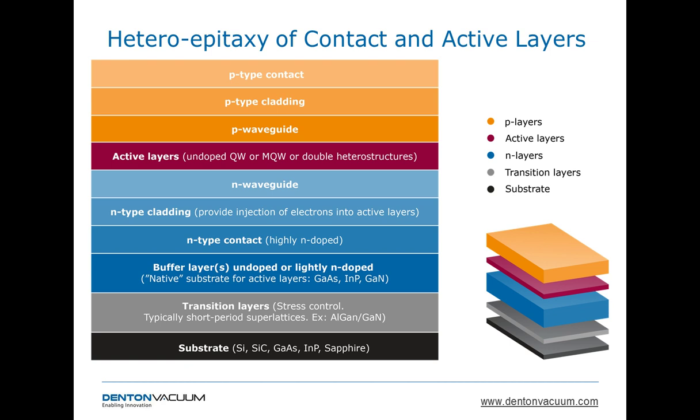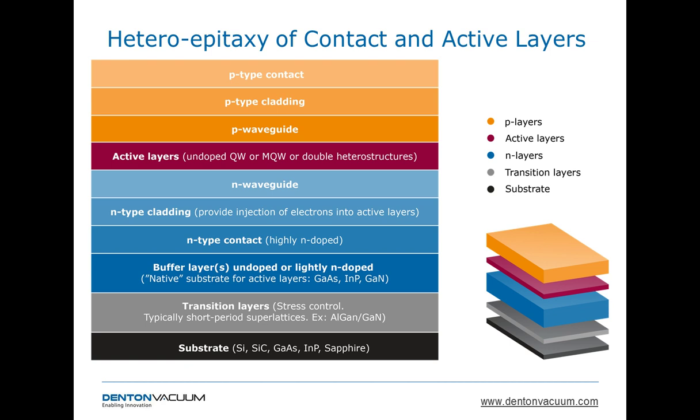As an example of wide band gap laser diodes on gallium nitride, you would have aluminum gallium nitride and gallium nitride layers, followed by a buffer layer, which is typically either undoped or lightly doped, and this would provide a native substrate for the active layers for your material system, such as gallium arsenide or indium phosphide or gallium nitride.